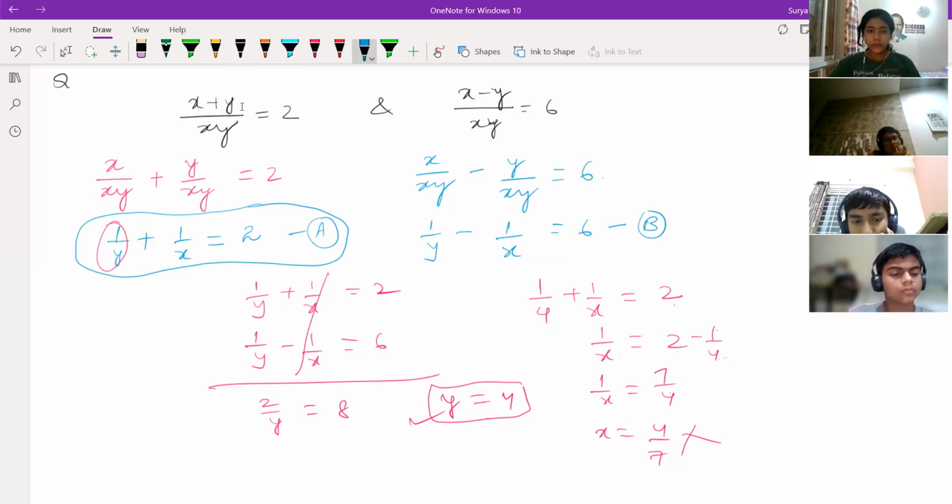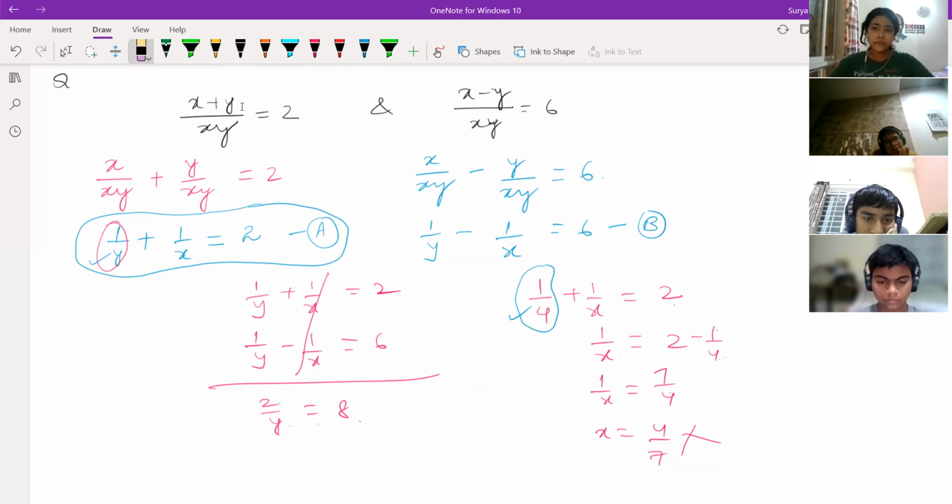1/y is equal to 1/4, I've written here. Y is equal to 4. See, 1/y and 1/y becomes 2/y. 2/y is equal to 8. So y is equal to, sorry, y is equal to 1/4 we are getting. Yes, one minute. Here we have made a mistake.